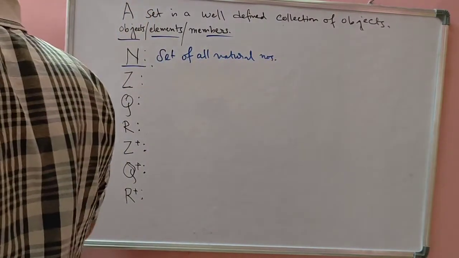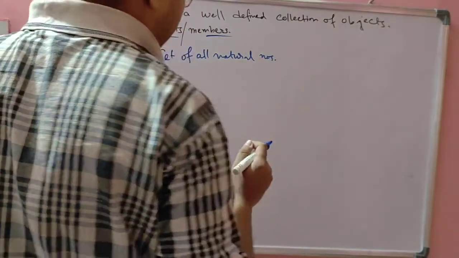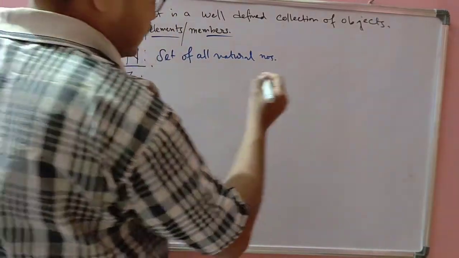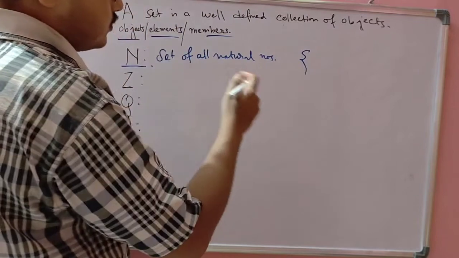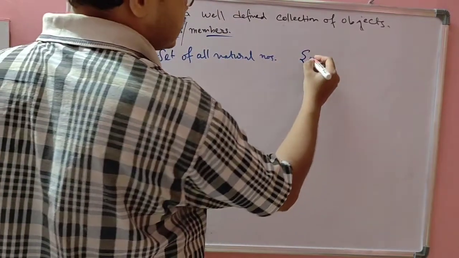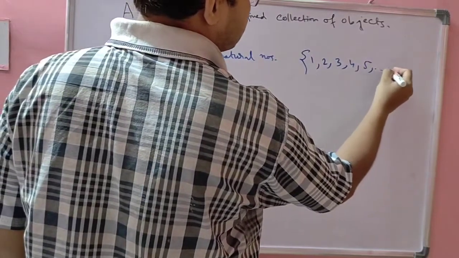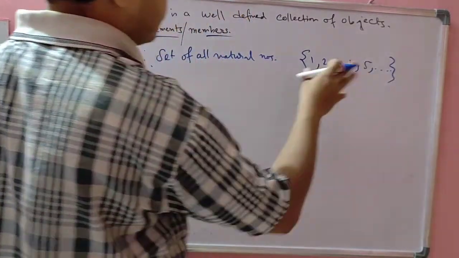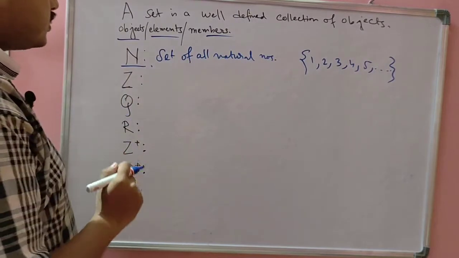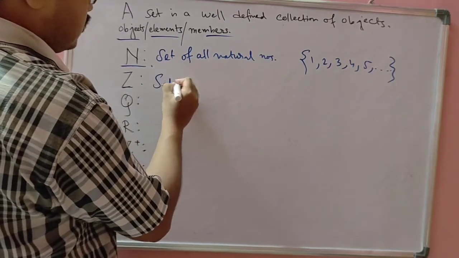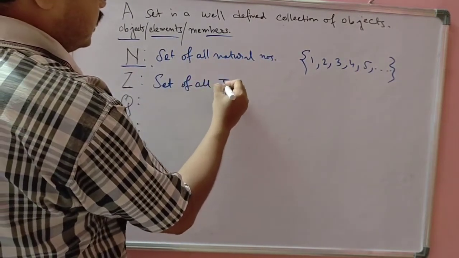So what are natural numbers? Natural numbers are actually all the integers except 0, all the positive integers like 1, 2, 3, 4, 5, 6. These are the set of natural numbers. And what is Z? Z is the set of all integers.